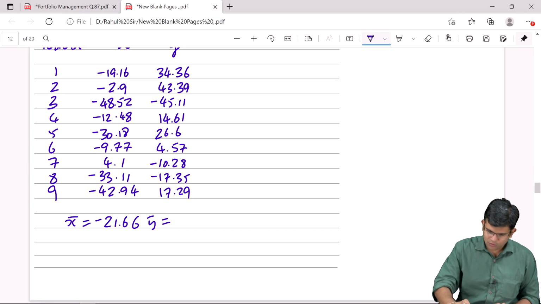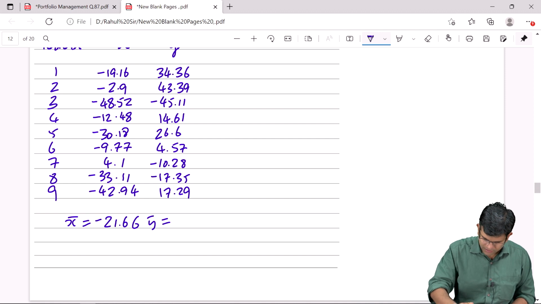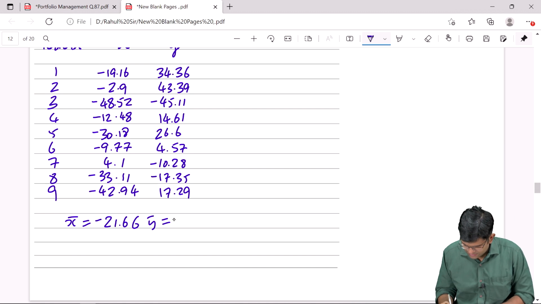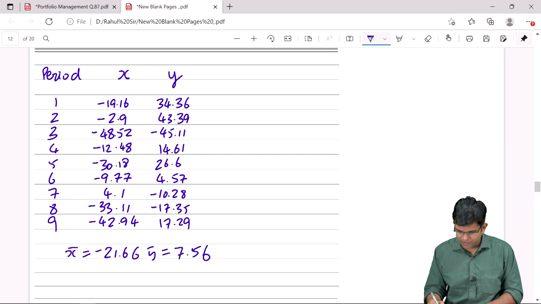For y, I'll do 34.36 plus 43.39 minus 45.11 plus 14.61 plus 26.6 plus 4.57 minus 10.28 minus 17.35 plus 17.29 divided by 9, and I'll get positive 7.56. Everybody clear? Let's now go to the next columns.